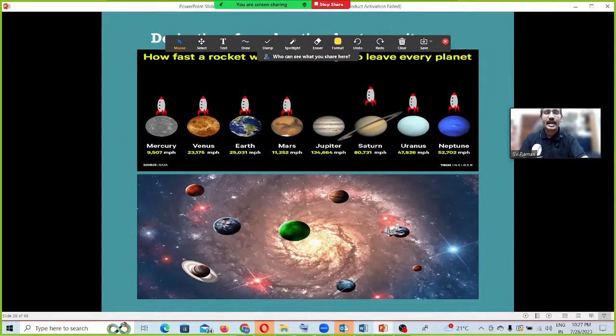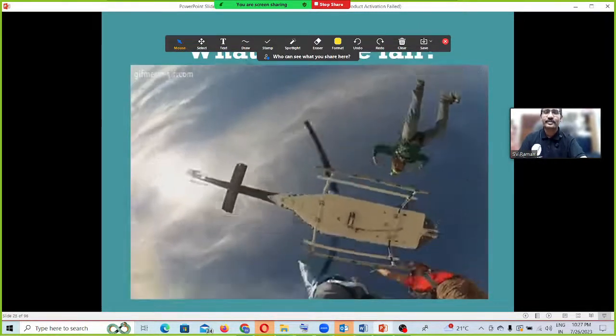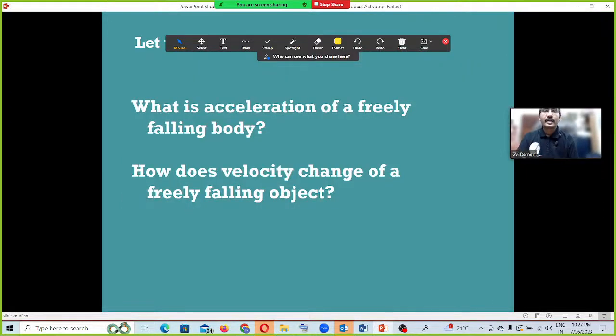Now we can consider a few equations over here. Hope you know the equations of motion we studied in the first chapter, the motion chapter. One is v = u + at. In that, if an object freely falls down, the initial velocity u will be 0 and the acceleration due to gravity will be positive g.